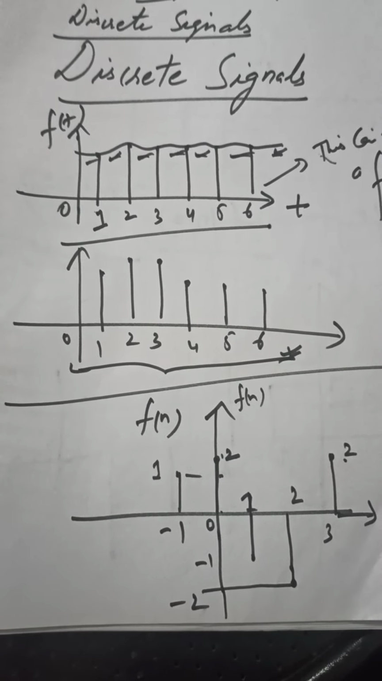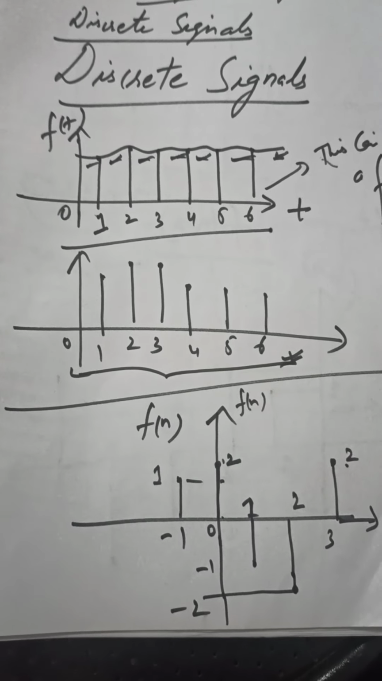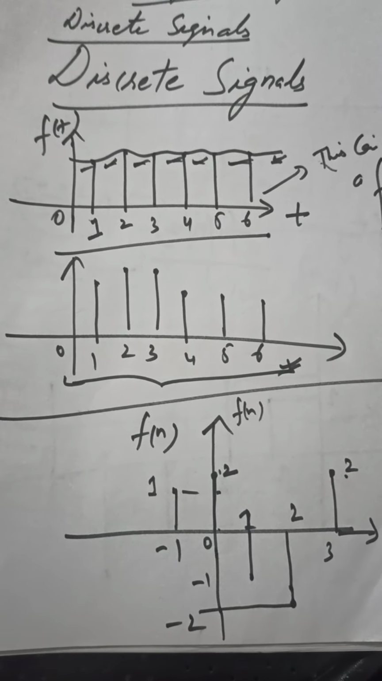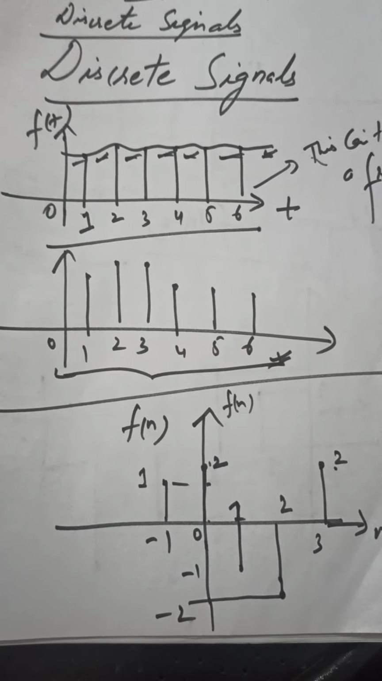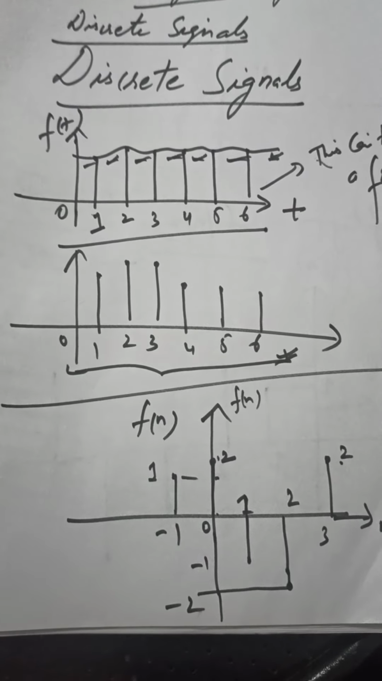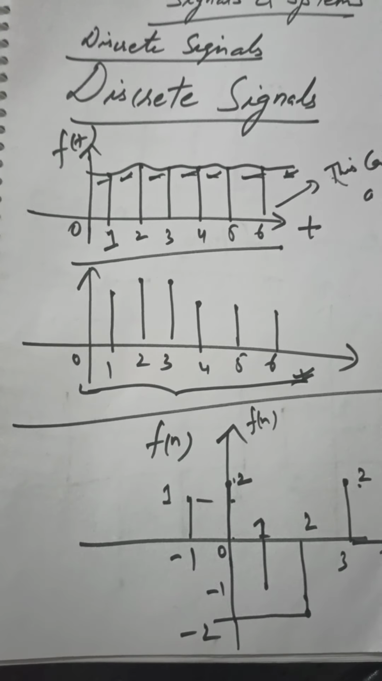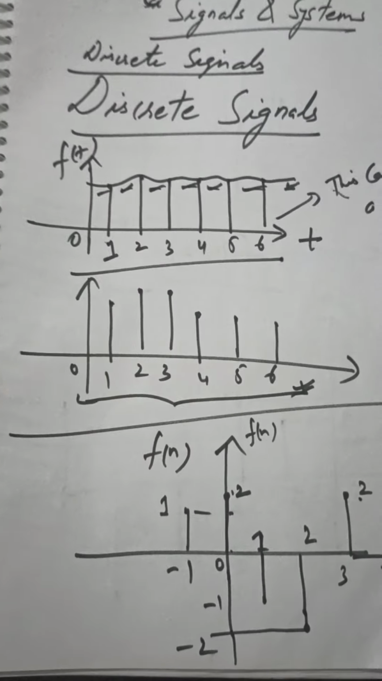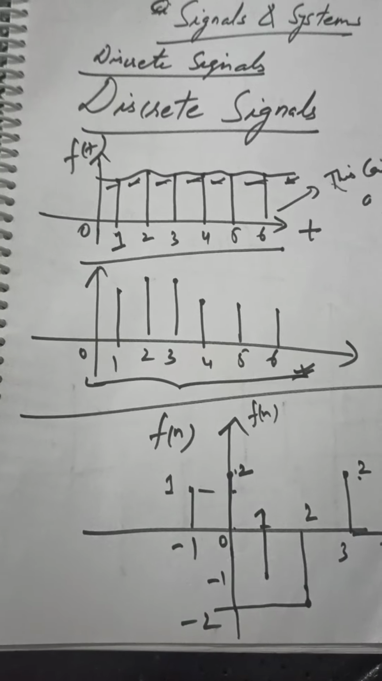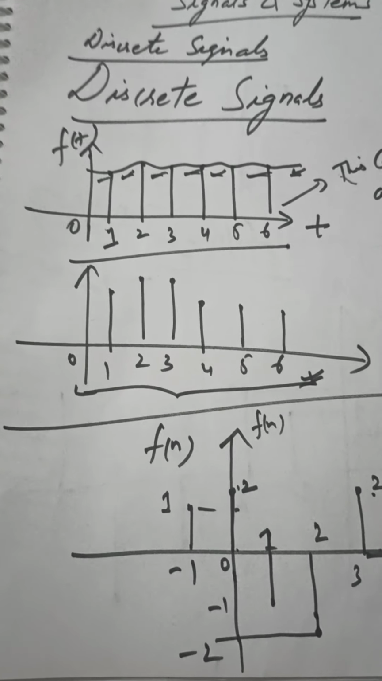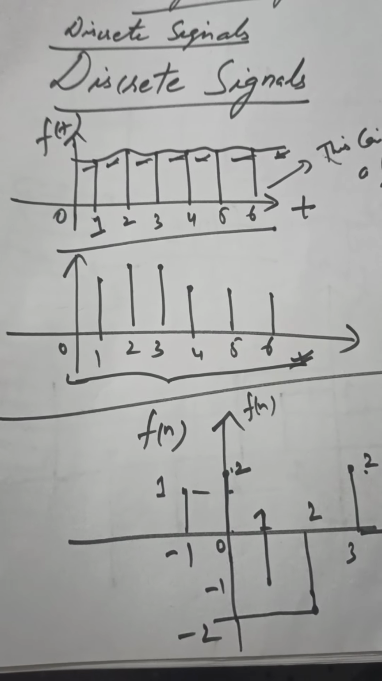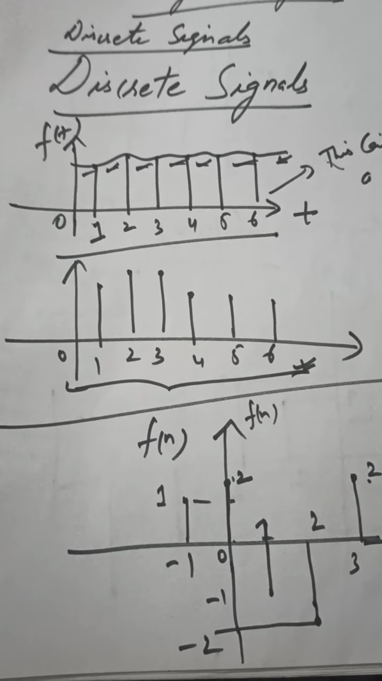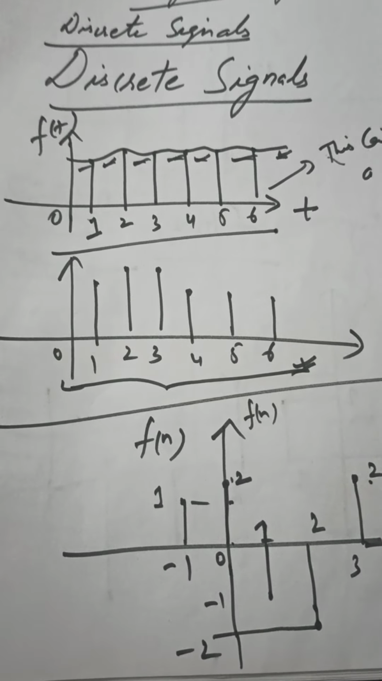So, the beginning of this lecture is very important because in this lecture we are going to understand the difference between a continuous and a discrete signal. I will be dealing with various continuous and various discrete signals, and via that I will be clearing what is the basic difference between a discrete and a continuous signal.